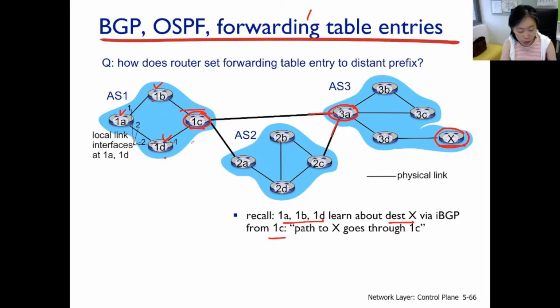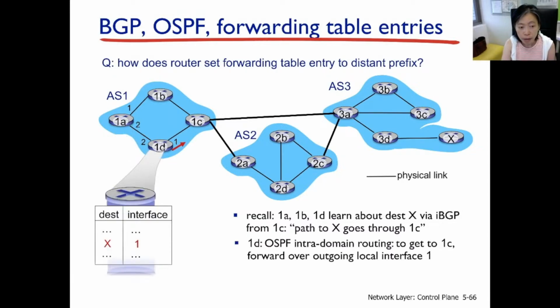Now, to make it easier to explain what's coming up next, let me label the interfaces. For 1A, if the packet is supposed to go out on this interface, then we call that interface 1. And for packets to go out on this other interface, let's call it 2. Similarly for 1D, this is interface 1, this is interface 2.